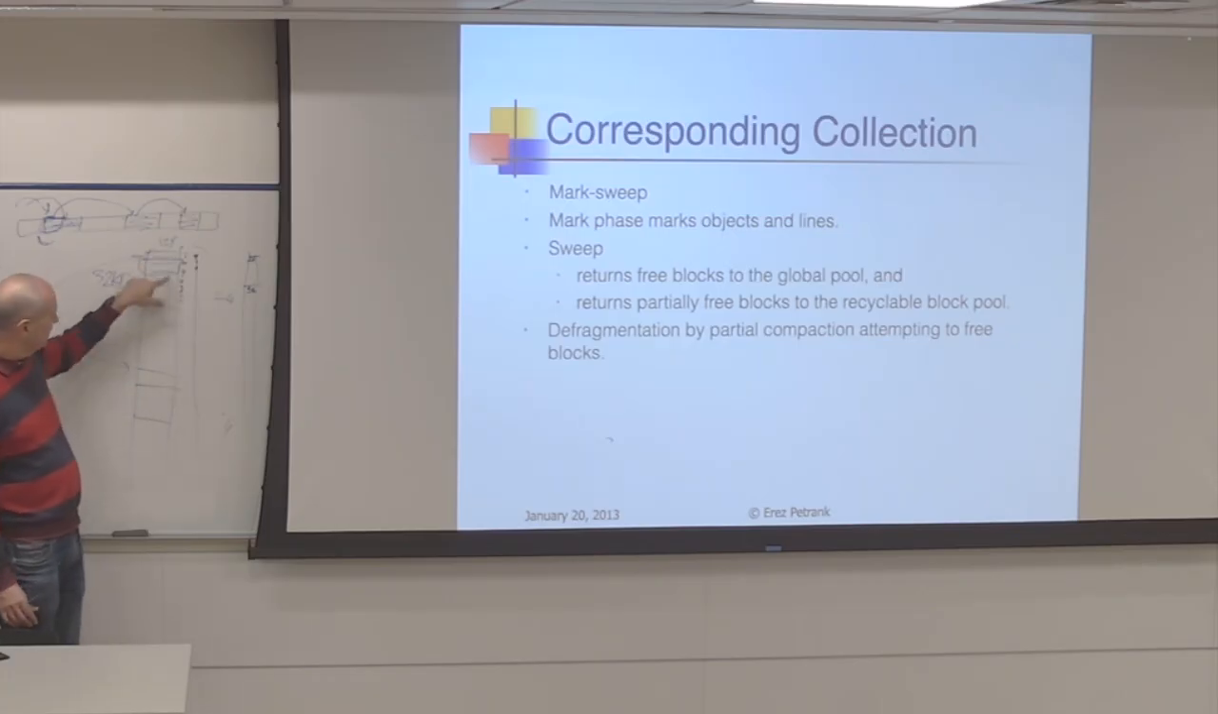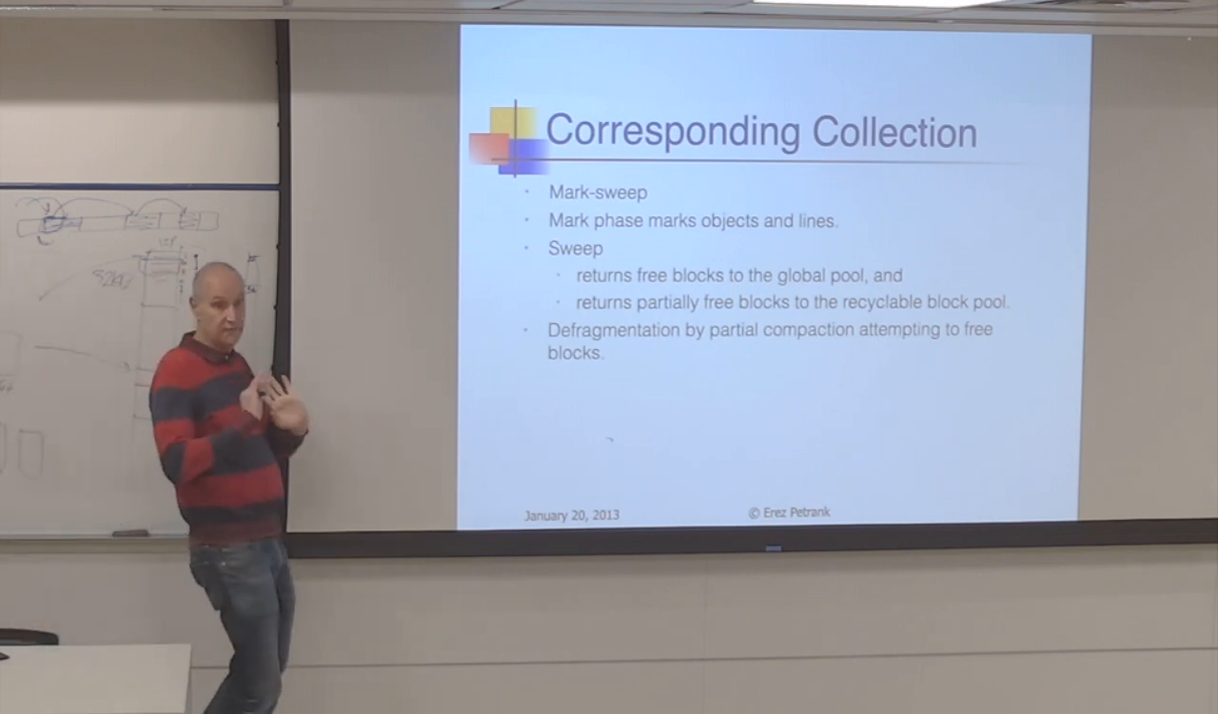When I want to allocate, I will take a block and look at the bits of the lines, and I will know how to allocate in it. I don't need a free list or something.